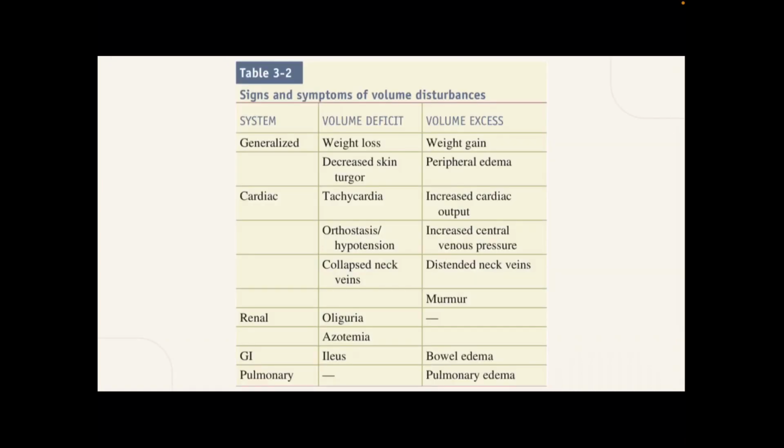So this is basically showing you the effects of volume deficit and volume excess. This is too little fluid and too much fluid. In the deficit, you see weight loss, decreased skin turgor, tachycardia, orthostatic hypotension, collapsed neck veins, oliguria, azotemia, and ileus. In the volume excess, you notice weight gain and edema, increased cardiac output, increased central venous pressure, distended neck veins, murmurs, bowel edema, and pulmonary edema.